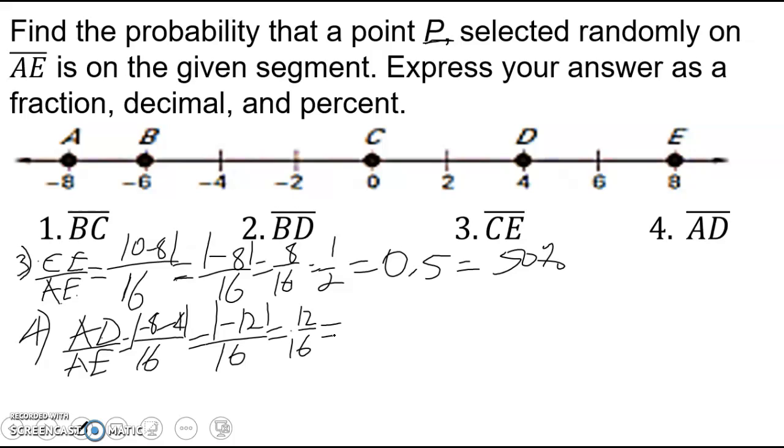Simplify, divide both top and bottom by 4. You get 3 over 4. And that's in simplest form. Divide 3 by 4. We get 0.75 in decimal. Multiply by 100. We get 75%.